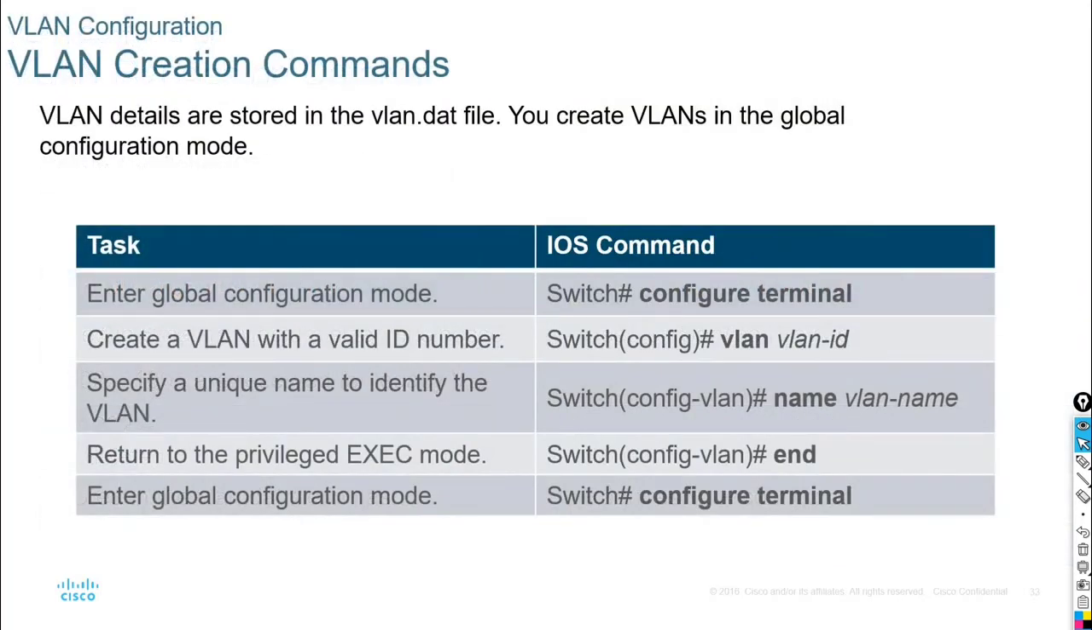So, VLAN creation commands. VLAN details are stored in a vlan.dat file. We create VLANs in global configuration mode generally. So configure terminal, create a VLAN with a valid VLAN ID number, then specify a unique name to identify the VLAN with the name command, and return to privileged mode. You can use the command end, and again you enter global configuration mode with config t.